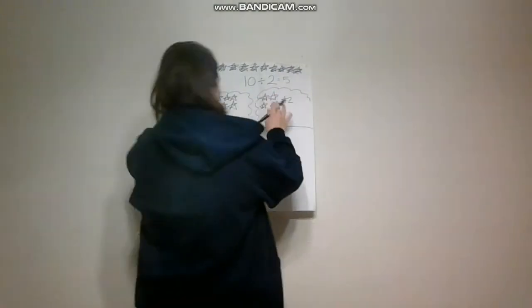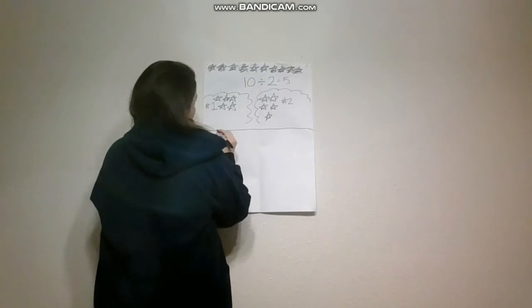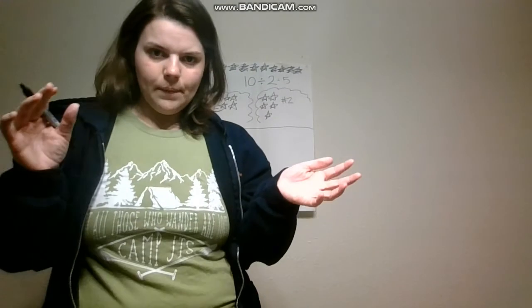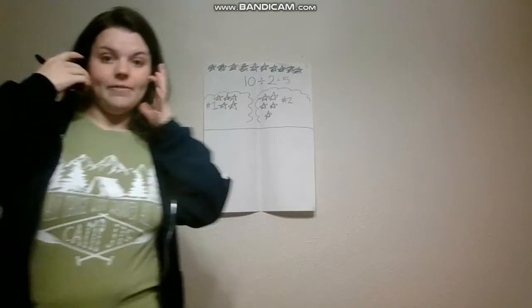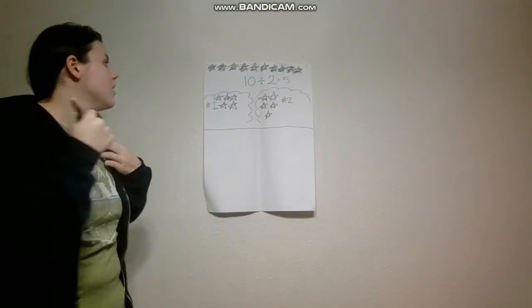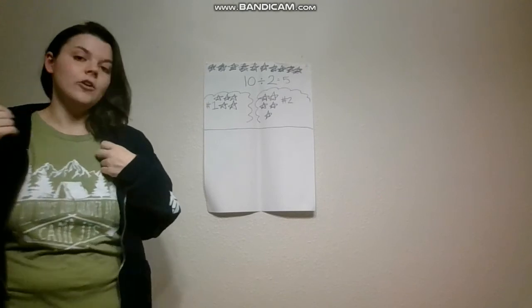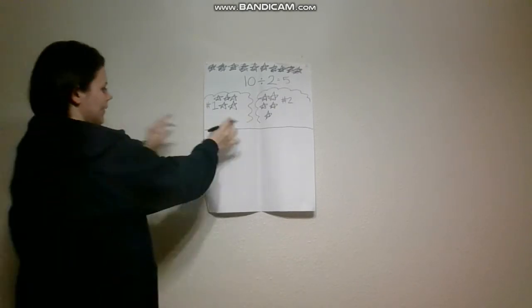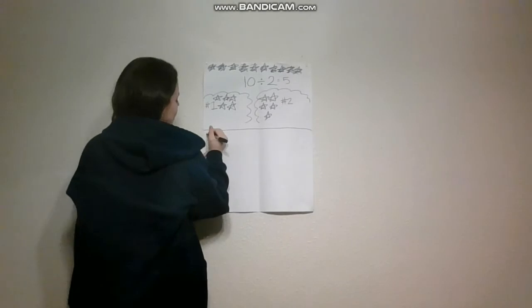So we're going to do one more. This time we're going to work with a bigger number. So we're going to do 20 circles divided by 5. All right, so this time we're going to have 5 groups. I'm going to come up here and draw my 20 circles.